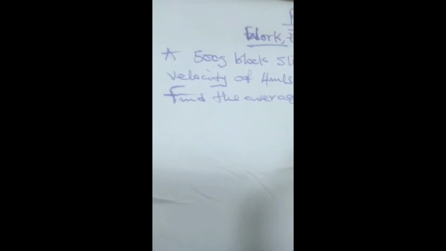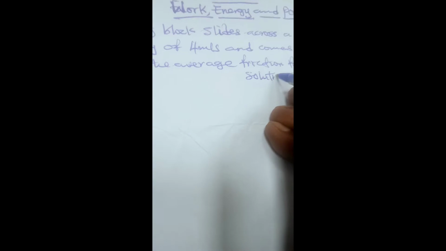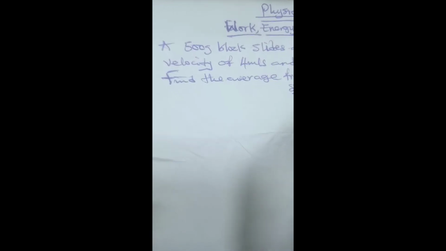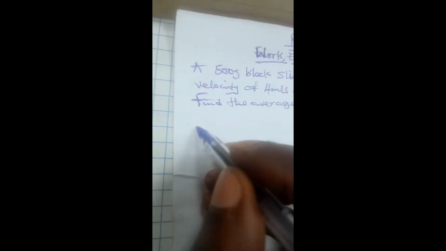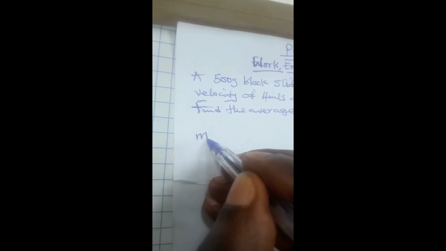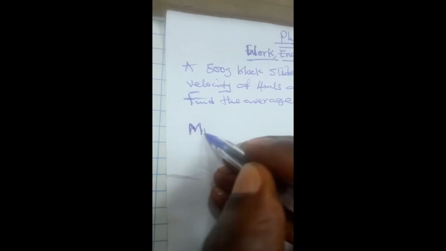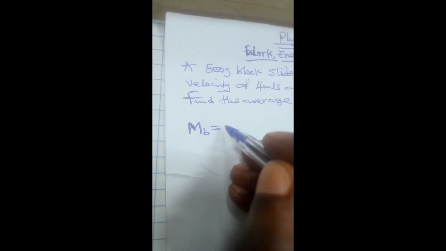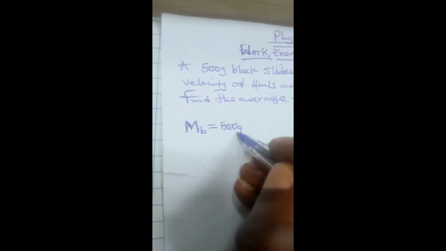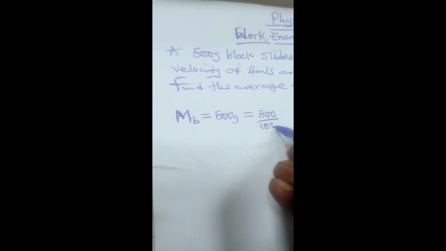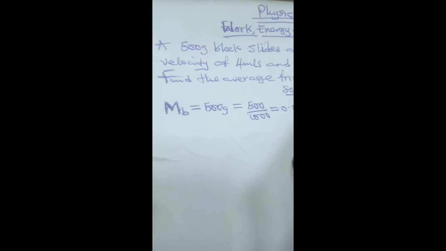Now, look at the question very well. To solve, remember, as you always do, you write solution. Now, the first thing, let's identify from the question the parameters that are given. Number one of the parameters given is the mass of the block. So that will be M, let's make it MB, that is mass of block. MB is 500 gram, and to kilogram, that's 500 divided by 1000, which gives us 0.5 kg.